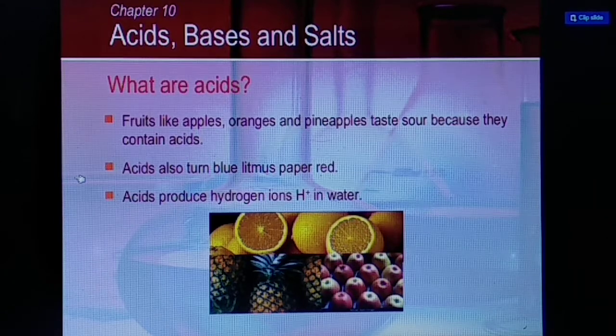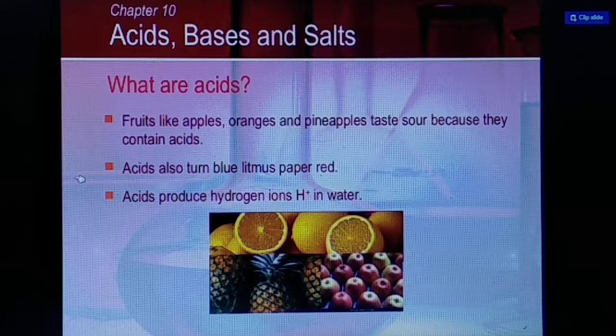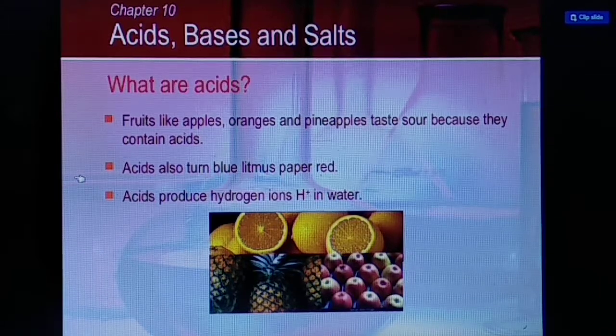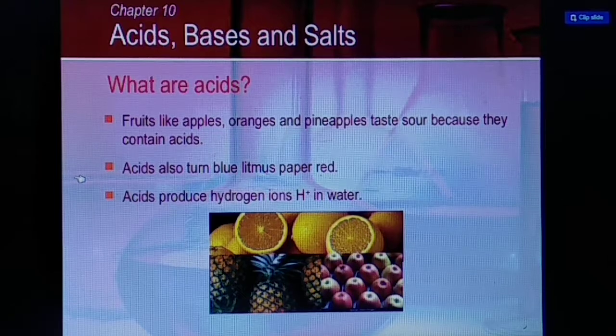So, first of all, what are acids? Acid is the substance whose taste is sour. Acid is the substance which turns blue litmus paper red. Acid is the substance which produces hydrogen ion in water. These are all definitions of acids. Just you see the picture of the different substances having acids.